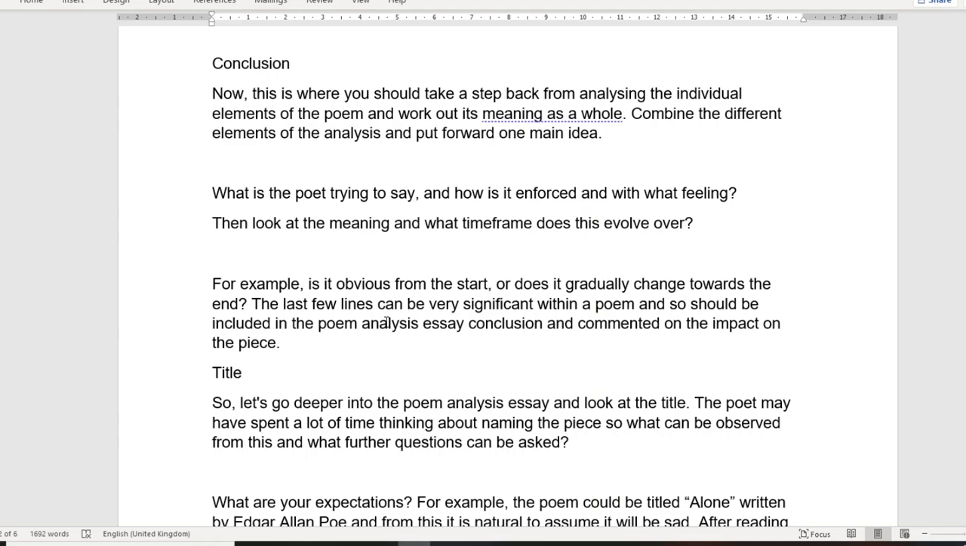The last few lines can be significant within a poem, and so should be included in the poem analysis essay conclusion and commented on the impact on the piece. So basically, the same as how you did Romeo and Juliet, you had to answer the question whether it was fear or fate that was responsible for the tragedy that unfolds within the play, and you needed to make your stance evident, and your stance would be the main idea behind it.